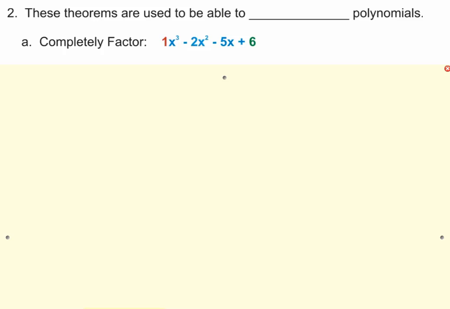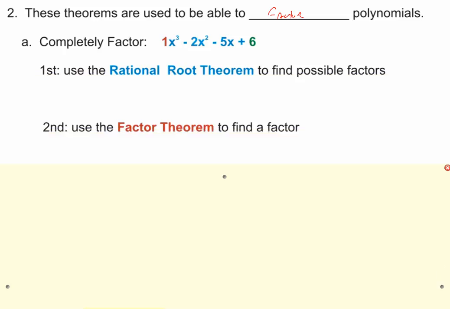Where does that lead us? These theorems are used to, as I've been saying all along, factor polynomials. And that's what we want to be able to do today, factor polynomials. Okay, so completely factor. So you're given that. The first thing we're going to do is the rational root theorem to figure out the possibilities.